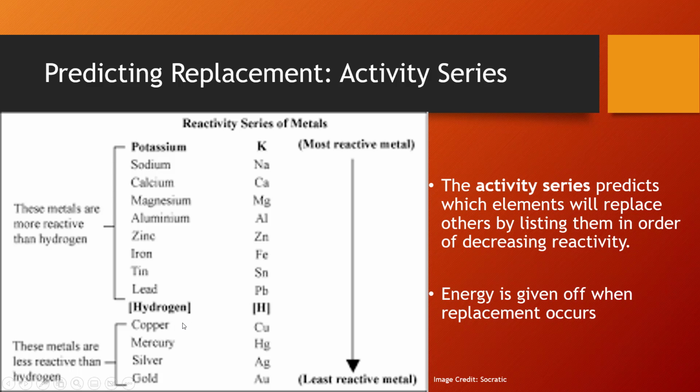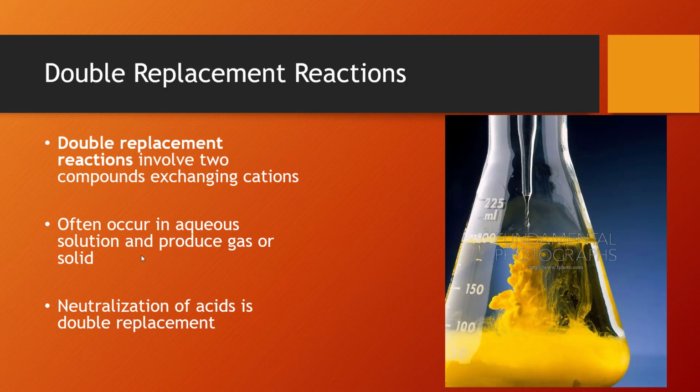So if you have copper nitrate and you were to add, say, iron, then you would replace the copper with the iron. Now, that's going to be a little slower because they're closer. And the farther away they are, the more replaceable they are. So we see iron and aluminum are up here. They're going to replace one another. The aluminum is going to replace the iron in iron oxide. And energy is often given off when the replacement occurs.